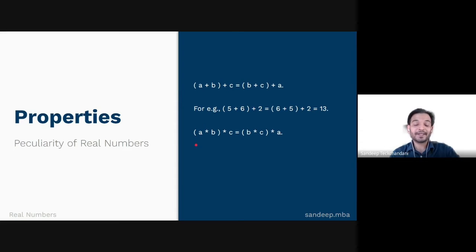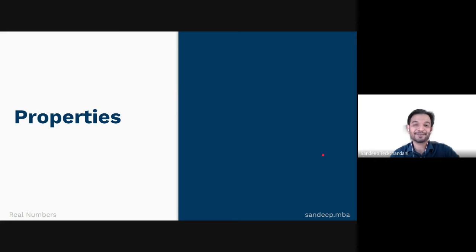The next property is A times B in brackets times C is equals to B times C in brackets times A. Please note that the placement of brackets do not influence the product of real numbers. For example, 3 times 5 in brackets times 9 is equals to 5 times 9 in brackets times 3, which is equals to 135.